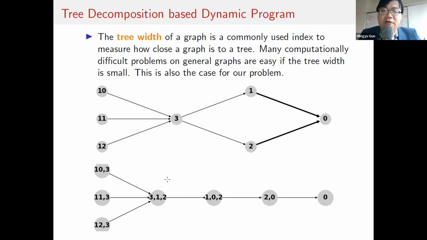The whole point of tree decomposition is just that every bag is actually a separator, in the sense that if I remove everything in the bag, so for example, here in this bag, 3, 1, 2, if I remove 3, 1, 2, it would cut off one side from the other side. So for every bag, I have the same property.